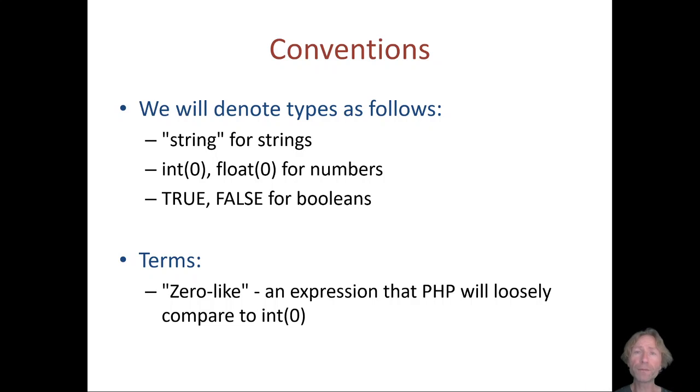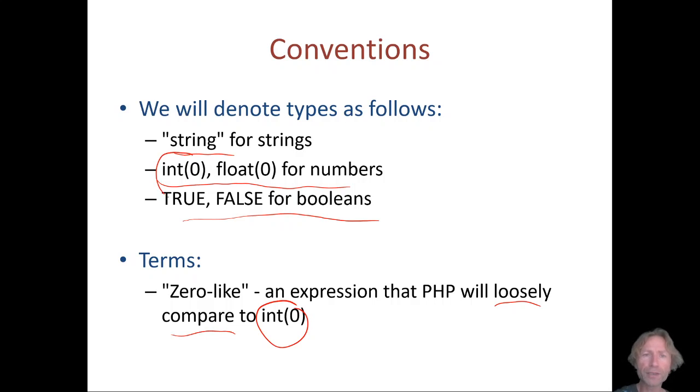So in the remainder of this video, we will use some terminology, and on the slides we will use the word string for strings, integer or float for specific numbers, and true and false for booleans. We'll also use the term zero-like. Zero-like means that PHP will loosely compare to int zero. So int zero is the integer value 0. It's zero-like.